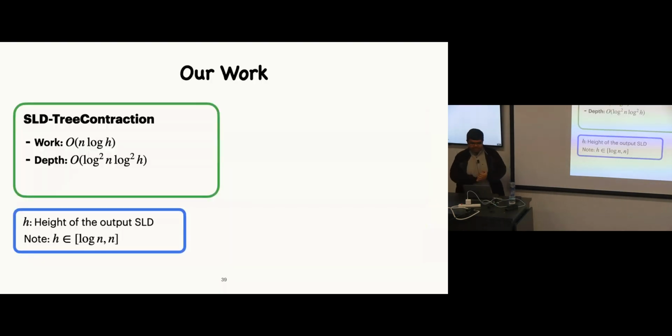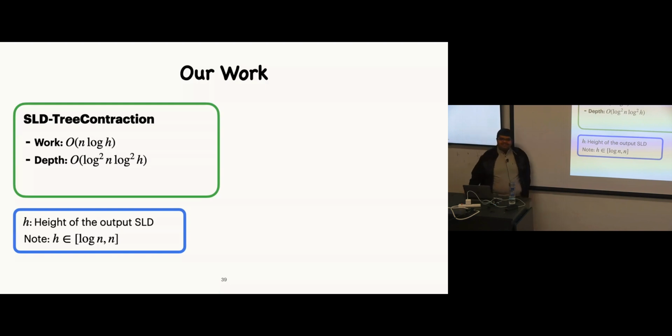So in our work, we first give this algorithm called SLD tree contraction. As the name says, SLD stands for single linkage dendrogram. We use a tree contraction algorithm for defining some sort of divide and conquer approach. I'll talk about it in some time. The work of this algorithm is n log h, and the depth is polylog.